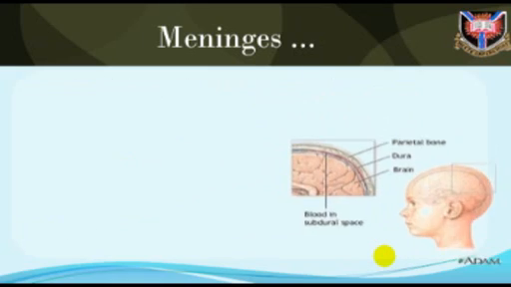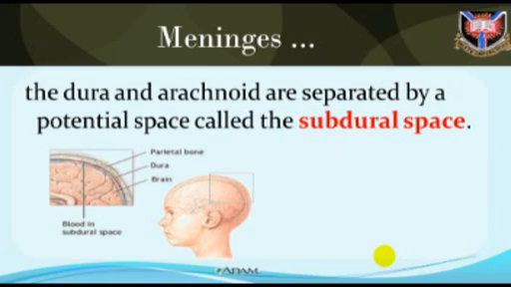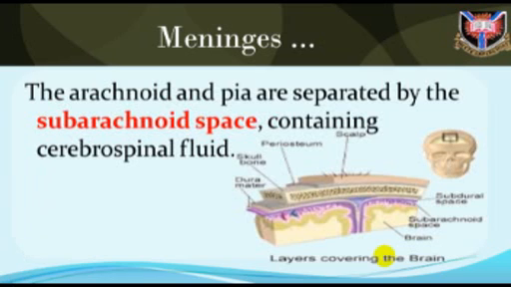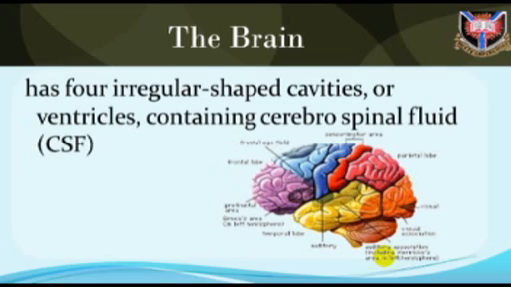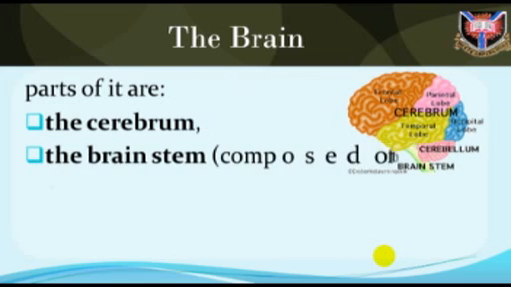The dura and arachnoid are separated by a potential space called the subdural space. The arachnoid and pia are separated by the subarachnoid space containing cerebrospinal fluid. The brain. The brain lies within the cranial cavity, the head, and has four irregular shaped cavities or ventricles containing cerebrospinal fluid (CSF).